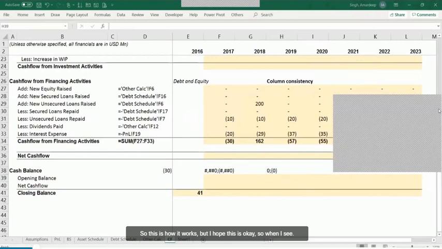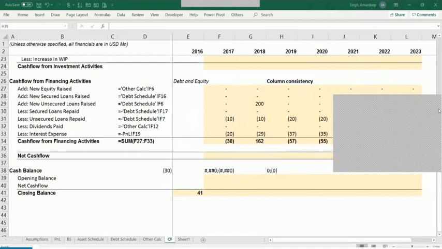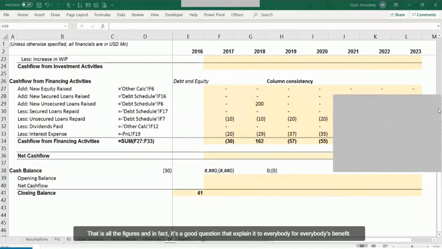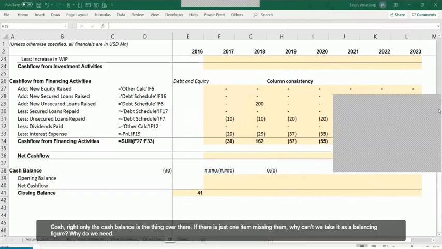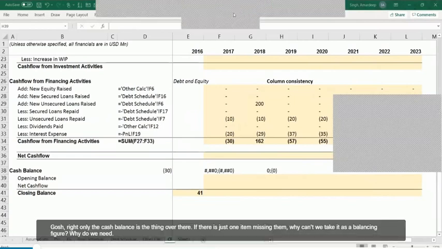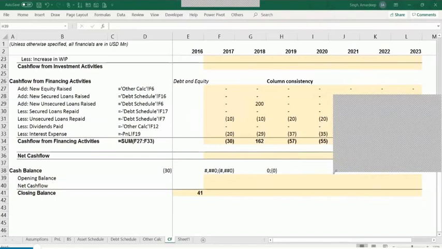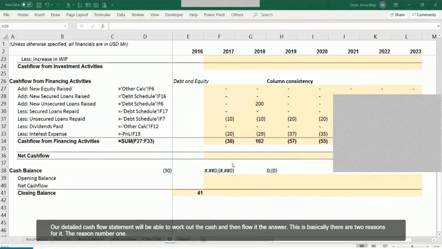Okay, so Rohan, I see your question, and in fact, it's a good question. Let me explain it to everybody for everybody's benefit. The question is that in the balance sheet, I've already got all the figures related to the assets and liabilities and equity. Only one item is missing, and that is cash, right? Only the cash balance is missing over there. So if there is just one item missing, then why can't we take it as a balancing figure? Why do we need a detailed cash flow statement to be able to work out the cash and then flow it there? The answer to this is basically there are two reasons for it.